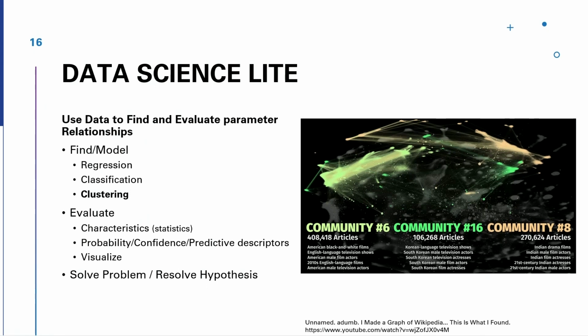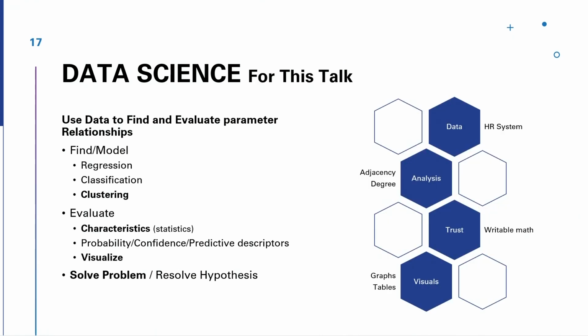So an example here is a visualization of a graph of Wikipedia. And they've created 3 clusters here based off of American films, Indian films, and South Korean films. And so we're going to focus more on this clustering type with the solution that I'm showing here today. We'll talk a little bit about how I characterize it, what statistics I used in the process, and I'll show you some of the visualizations that we deployed at the end for our users.